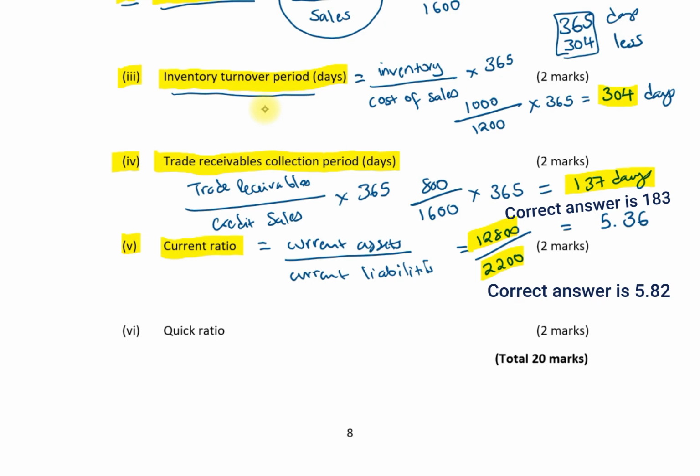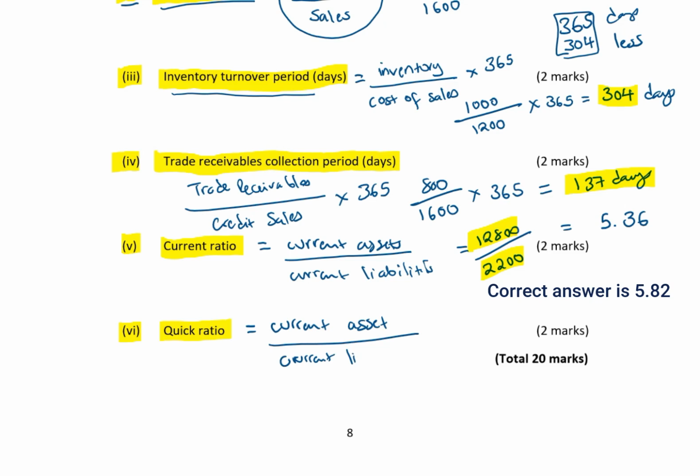Let's move to number 5. Quick ratio. Okay, so there's one slight difference between the quick ratio and the current ratio. The formula generally is similar like this, okay? It's similar, but take note. It's current assets over current liabilities.